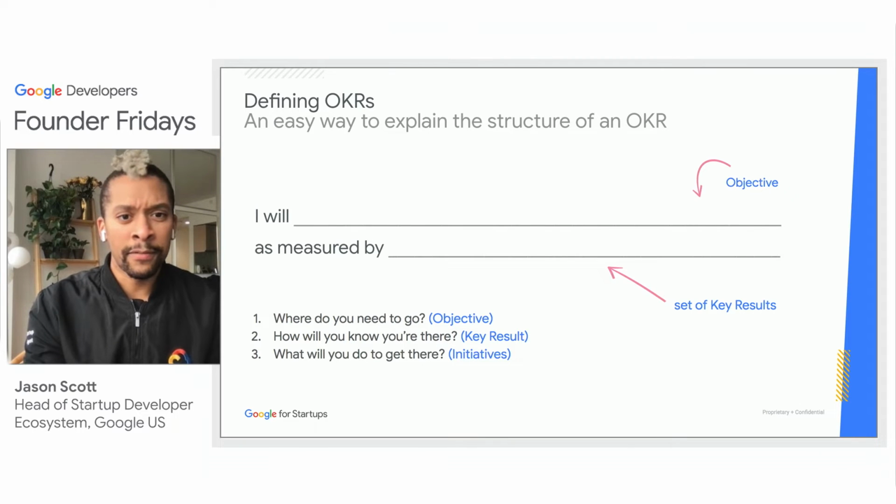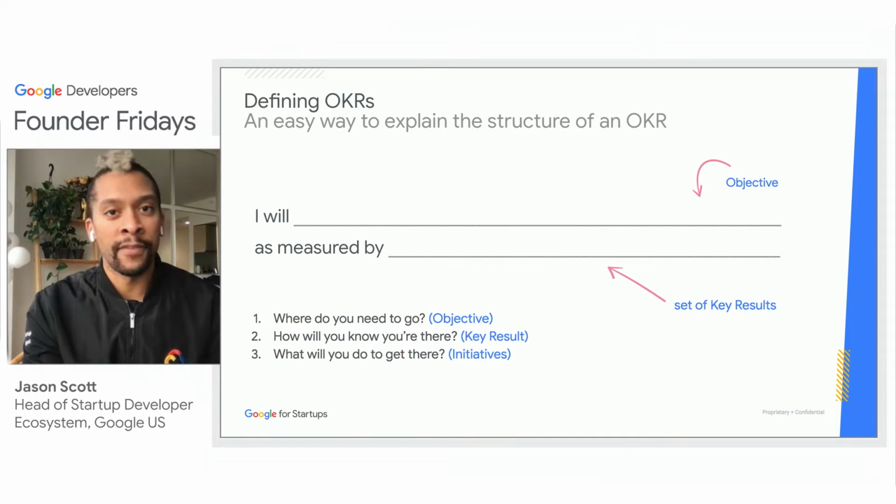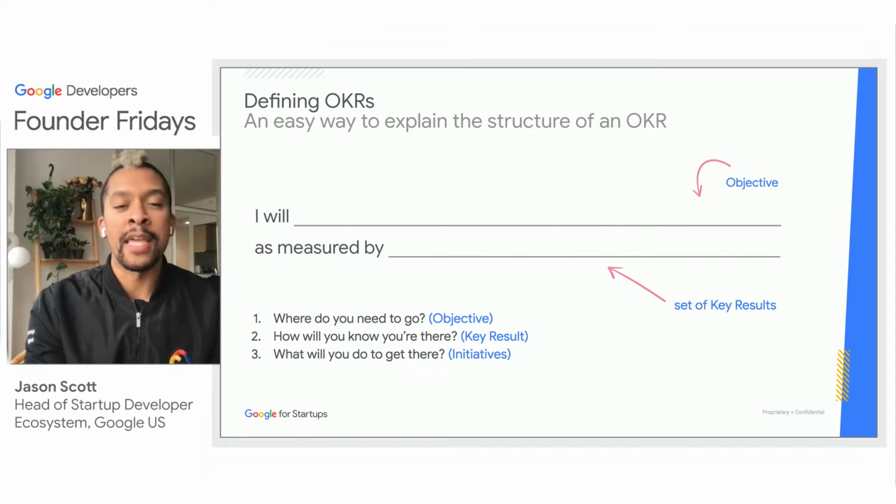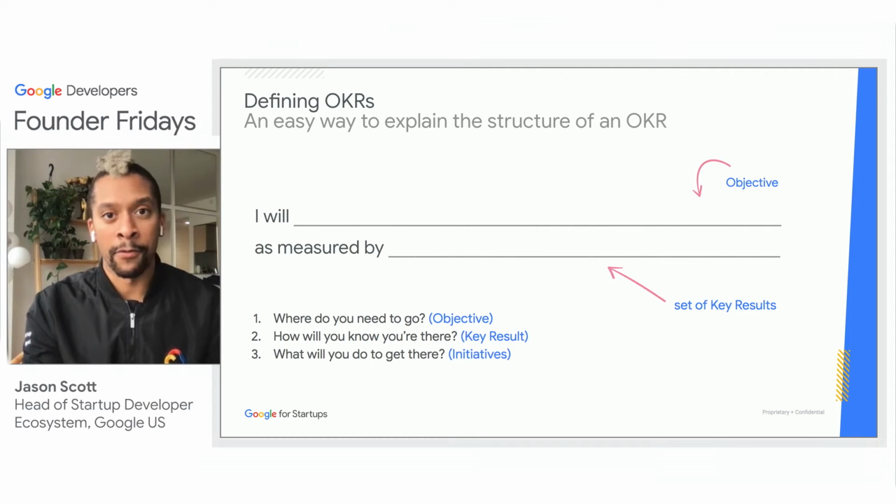So what is my objective? And then how will I measure? So I will achieve blank as measured by X, right? And that X is your key result, right? And then this makes sure that you don't include what we call our activities or our initiatives, our to-do lists, in the objective or the key result.